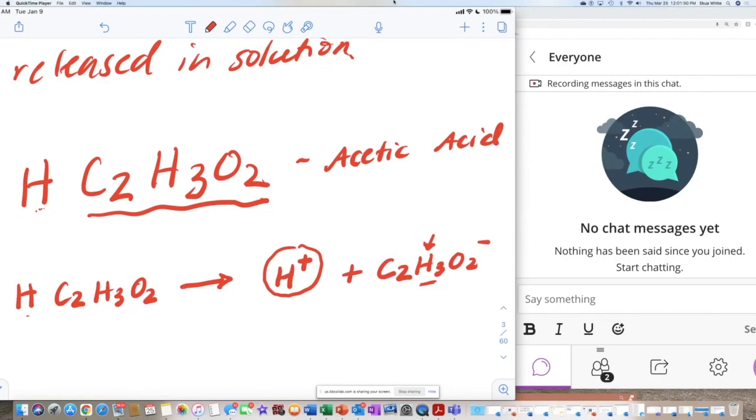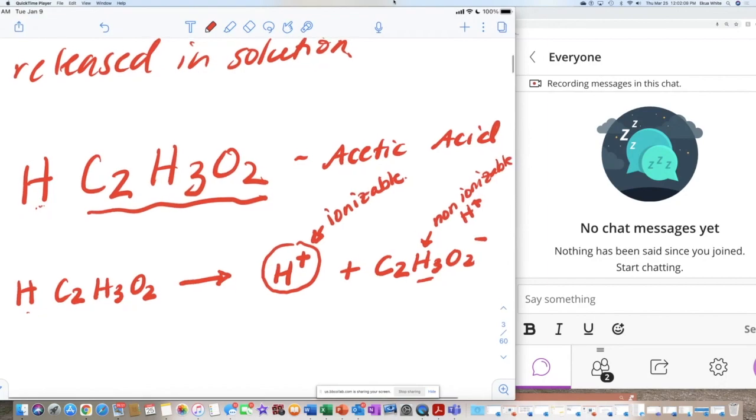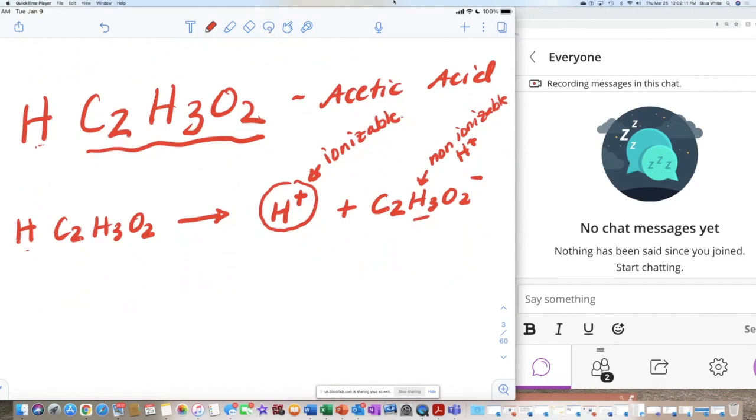So these are called non-ionizable hydrogens, while this one here, based on its position, is ionizable. Ionizable means it can be broken off from the compound to make an ion. When we're working on this, please notice that when I write out my equilibrium reaction, even though this compound has four total hydrogens, I will always release only one for acetic acid.